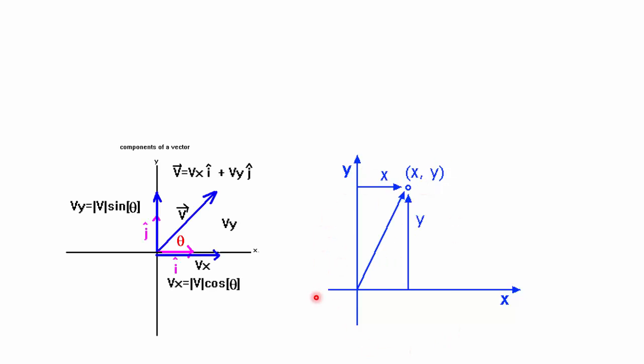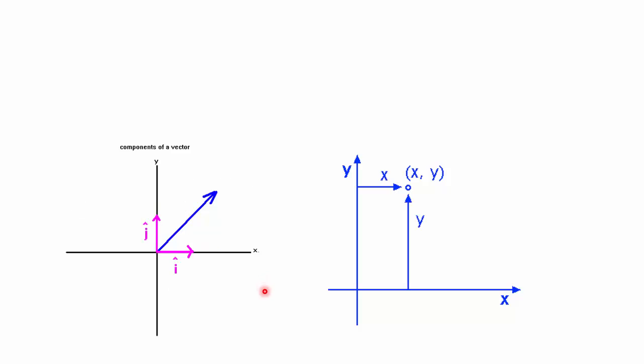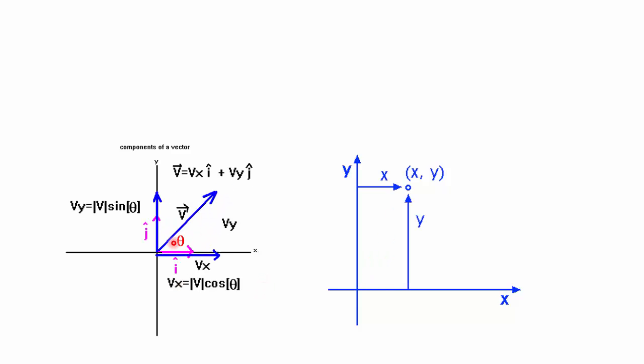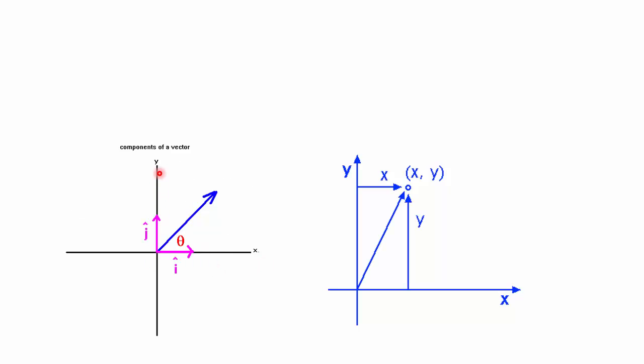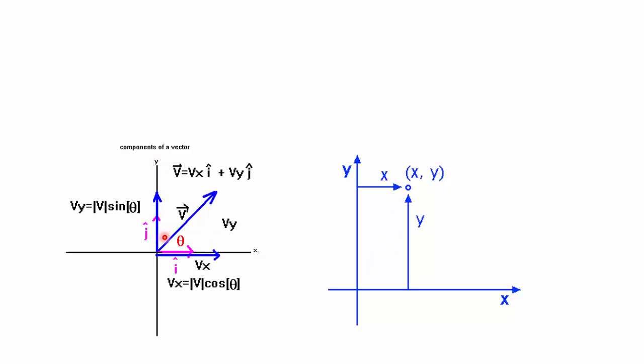Now if I have a vector v, that vector is inclined at an angle theta with the x-axis, or we can say this vector v makes an angle theta with the x-axis. In that case we can break this vector v into two components. We can break this into two components, one in the horizontal direction along the x-axis, the other in the vertical direction along the y-axis. We can resolve it into two components.